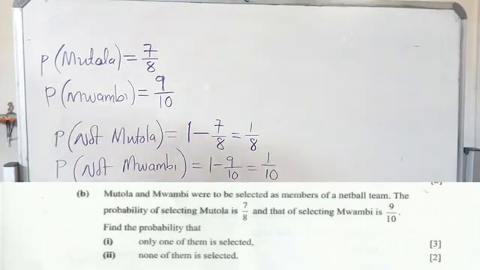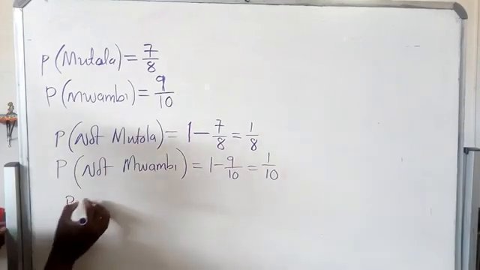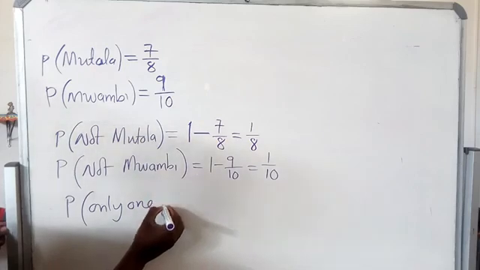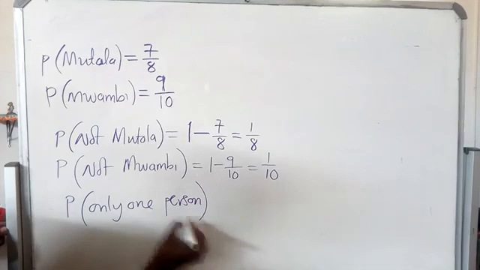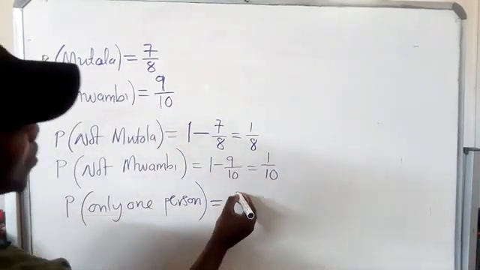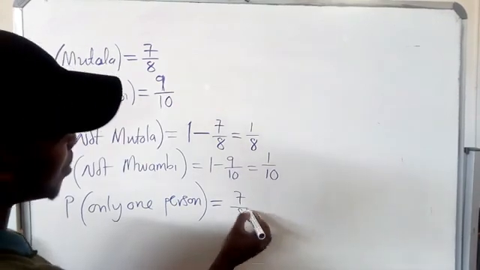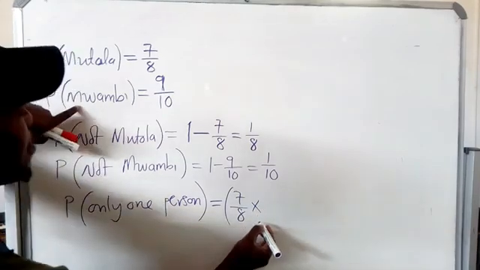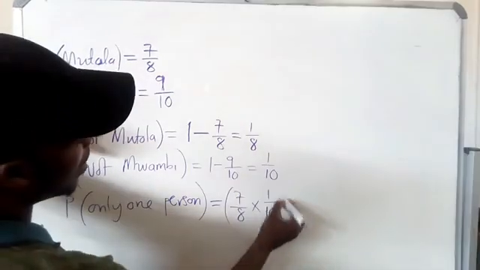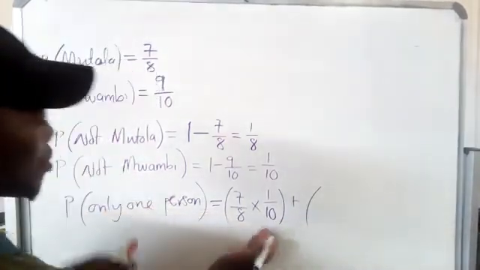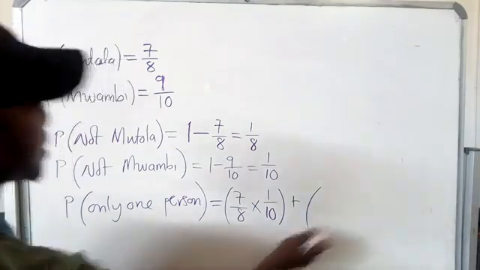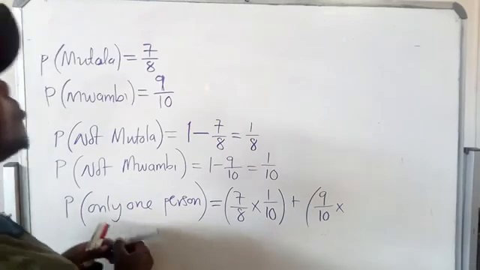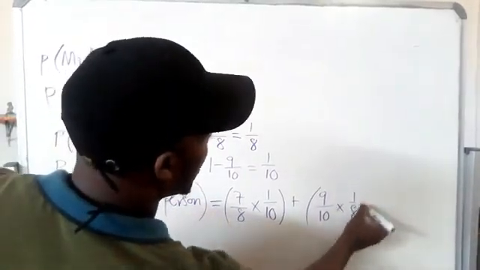So now to answer our question, we'll say the probability of selecting only one person between the two of them will be equal to the probability of selecting Mutola, which is 7/8, times the probability of not selecting the other one, who is Mwambi, which is 1/10, plus, okay, the same thing should also happen here, where we get the probability of selecting Mwambi, which is 9/10, times the probability of not selecting Mutola, which is 1/8, the one we found.